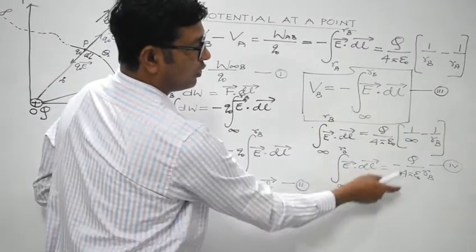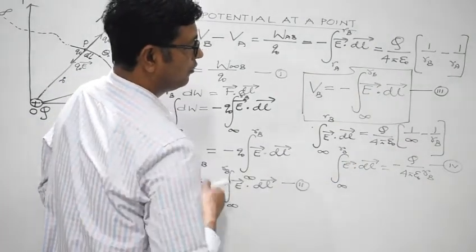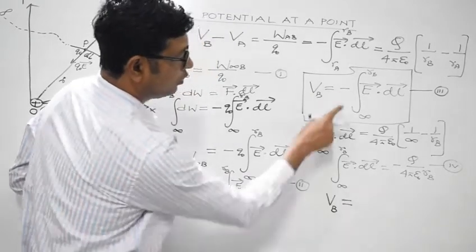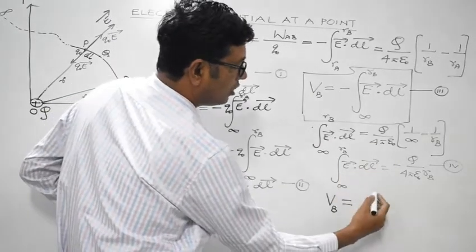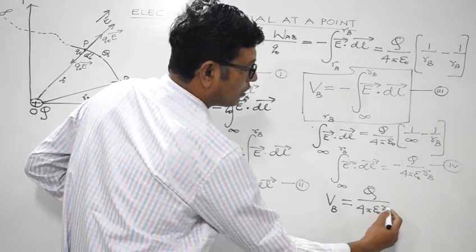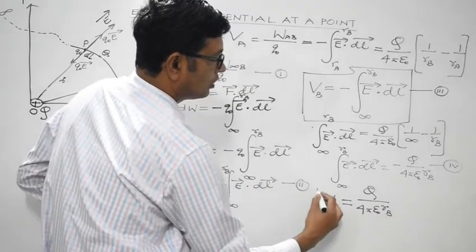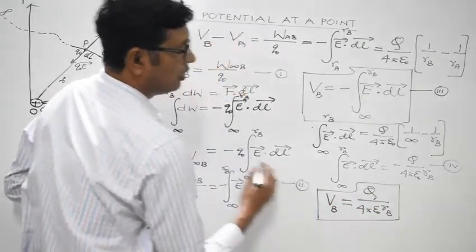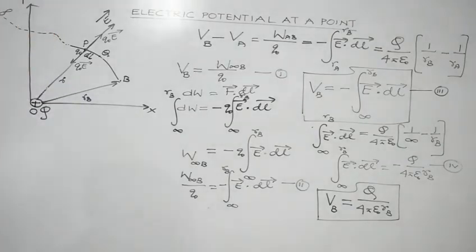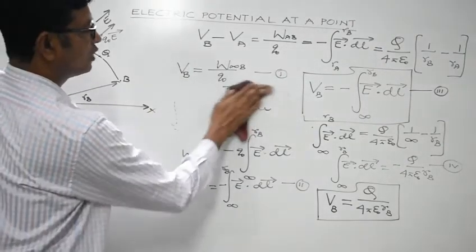Now compare these two equations, 3 and 4. We get potential at point B is equal to negative, and this negative gets cancelled out. We get Q divided by 4 pi epsilon Rb. So this is the expression for the potential at point B. Now let's discuss its SI unit as well.